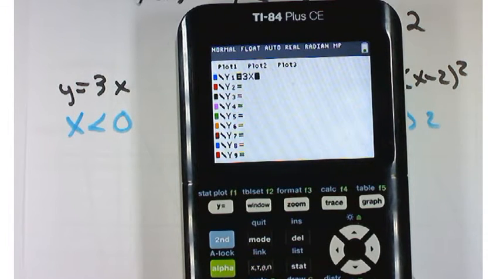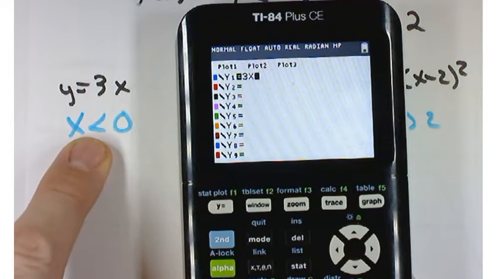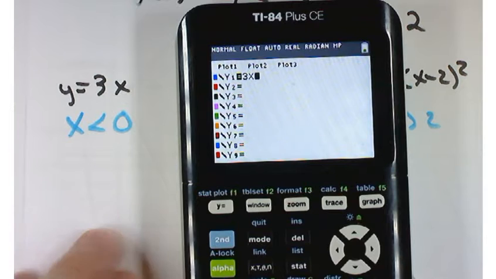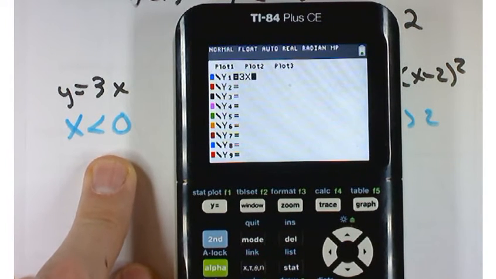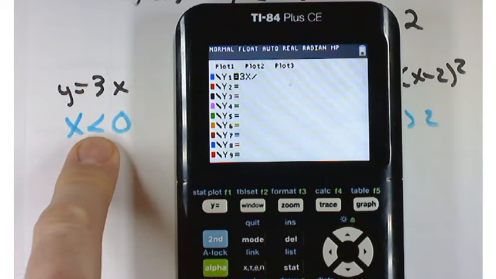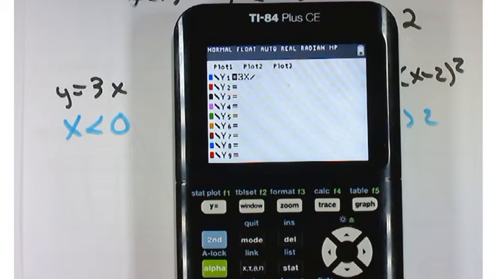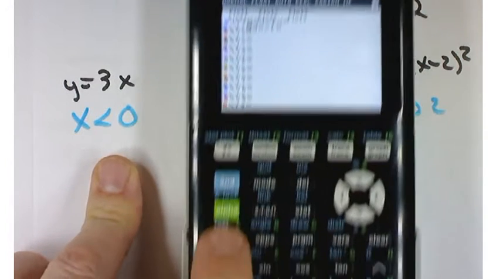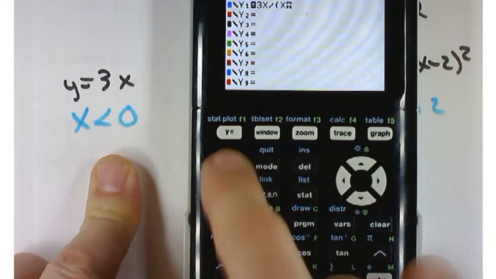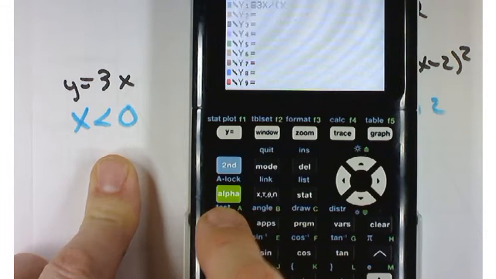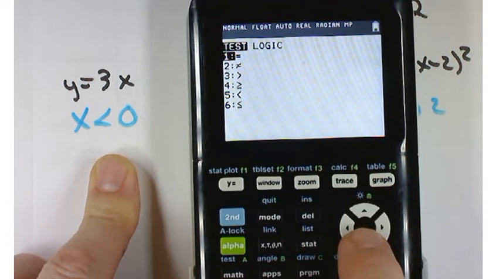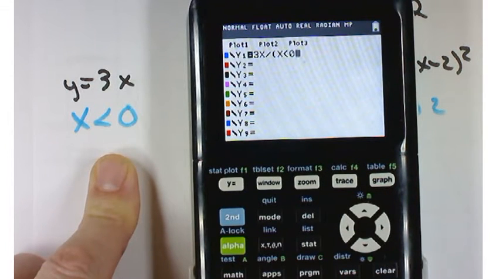And now I need to tell the calculator that I only want this graphed for x less than 0. I'll tell you why later if you're really curious, but let's hit the divide key. We only want this for x less than 0, so divide by parentheses x, and you can find the less than in the test menu. You hit the second button, then the test menu, and then you choose whichever symbol you want, which is the less than. So choose number 5 and graph that for x less than 0.